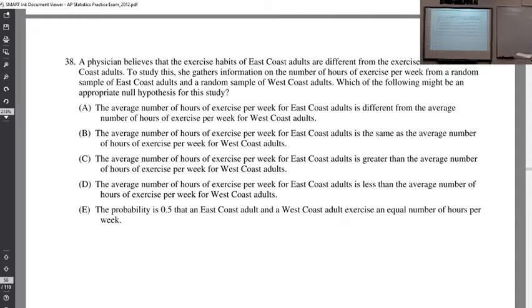Appropriate null hypothesis here. Remember that our null hypothesis should usually be a statement of equality, or a statement that there's no difference, or that there's no change, or that it equals something. So hopefully you're getting rid of A, you're getting rid of C, you're getting rid of D. Those are more alternative hypotheses. And then not the probability is 0.5. We are trying to test whether there's a difference, and so our null hypothesis should be that there is no difference, B.